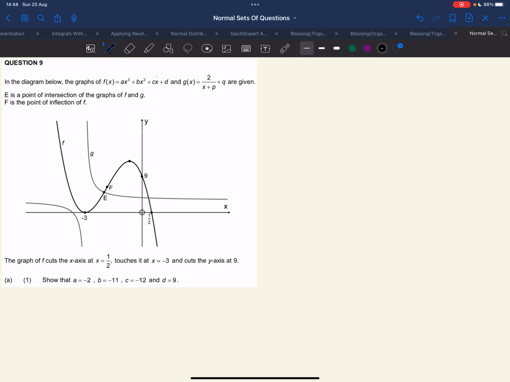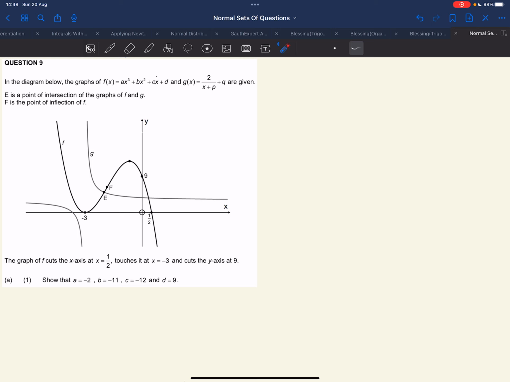Okay, right. So we are now in question 9. They say that in the diagram below, the graphs of f of x equals ax to the third plus bx squared plus cx plus d and g of x equals 2 over x plus p plus q are given. E is a point of inflection, is a point of intersection of the graphs of f and g. So that's the point there. Then they say that F is the point of inflection of f, and that's the point there.